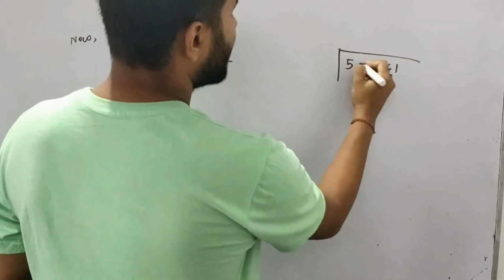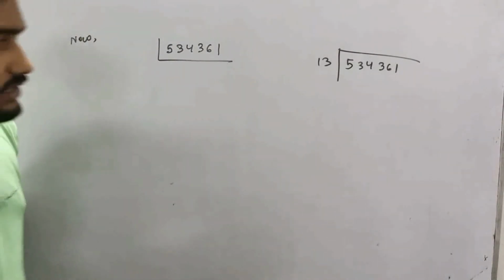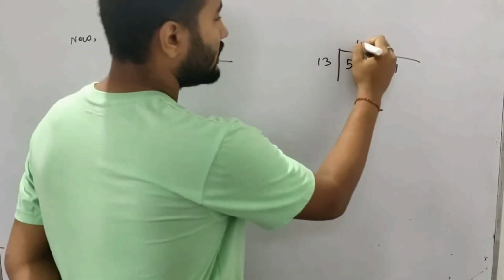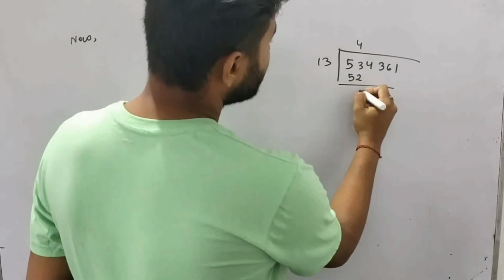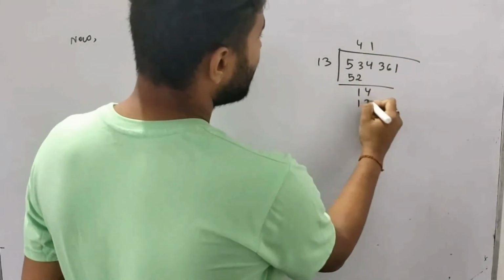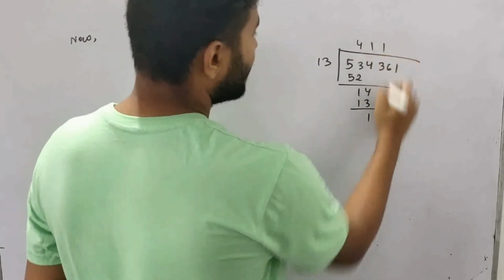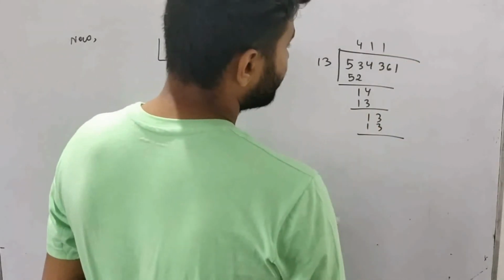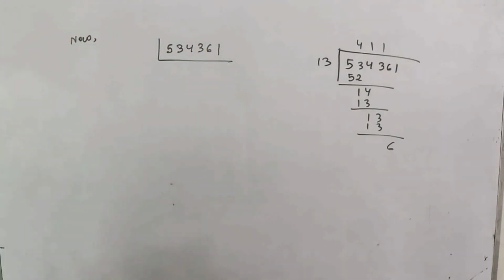Keep on trying by 13. 13 1s are 13, 13 2s are 26, 13 3s are 39, 13 4s are 52. Then 13 1 is 13. This is not divisible by 13 also. So you keep on trying. Next prime number is what? Next prime number is 17.